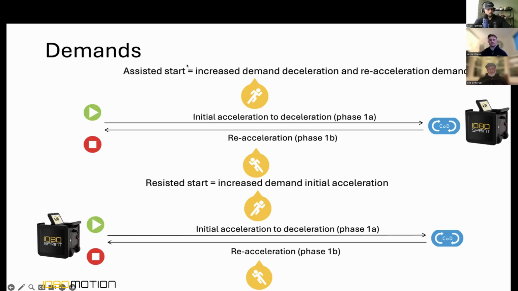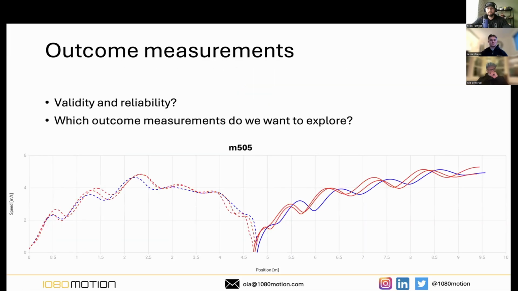This also turned into the default that we used when we went for validation, and we also looked into reliability. Those were all done with assisted starts. We get these continuous measurements. Here is a modified 505, sprint running. In the software, a dotted line means that I'm starting and moving towards the sprint, coming into the turn, and then moving away from the sprint. So this is an assisted start, and we have these continuous measurements. This is an example of speed as a function of where the athlete is, so it's position.